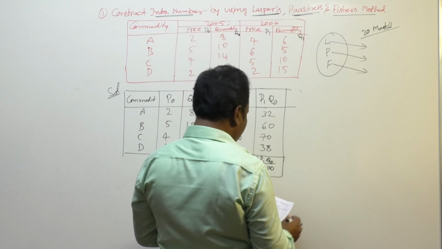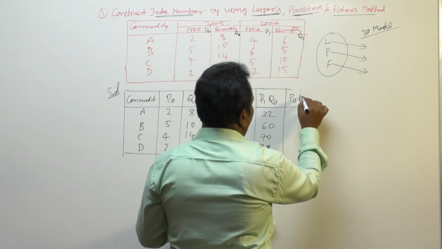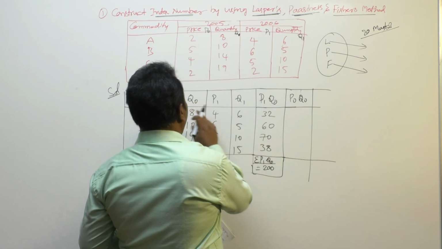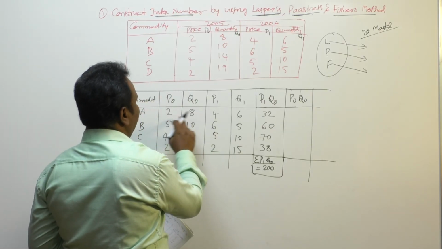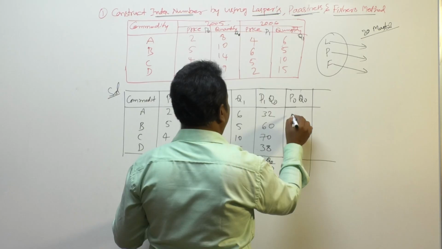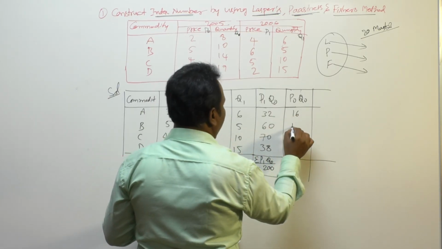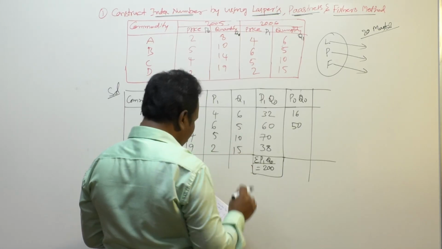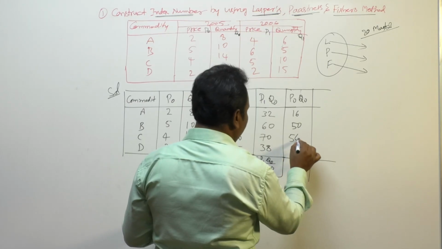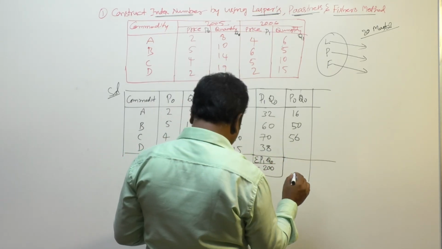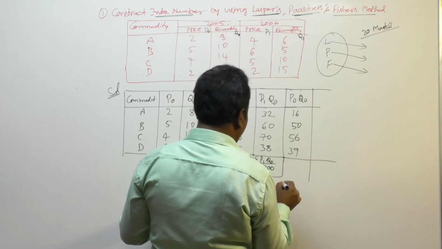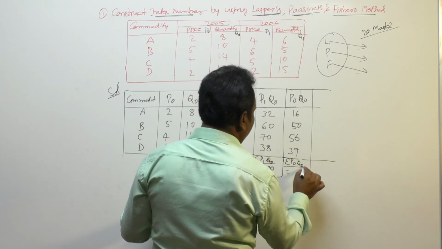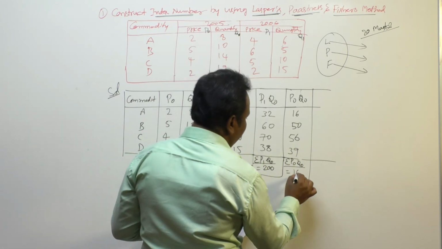Next, calculate P0 Q0. How is it calculated? Take the P0 column and the Q0 column and multiply these two. 2 8s are 16, 5 10s are 50, 4 14s are 56, 2 19s are 38. So sigma P0 Q0 equals 160.